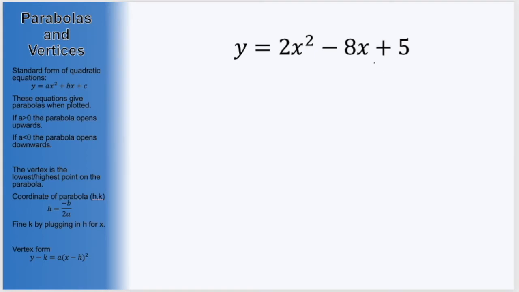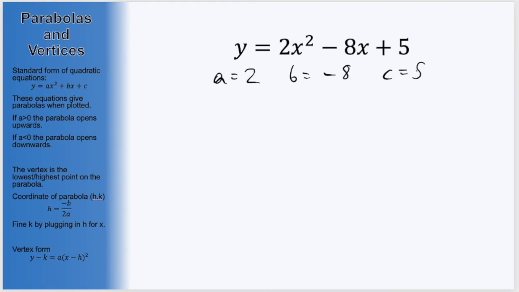Consider this function here, y equals 2x squared minus 8x plus 5. Let's go ahead and read off what our a, b, and c should be. The a is the number in front of the x squared, which is 2. The b is the number in front of the x, which is negative 8, because in our standard form, the b usually has a plus in front of it, and our c is the 5.